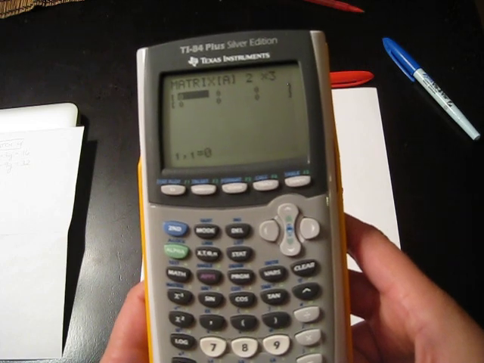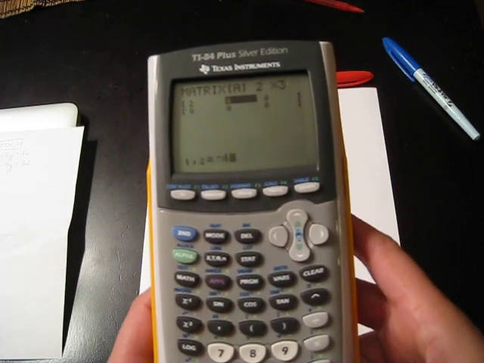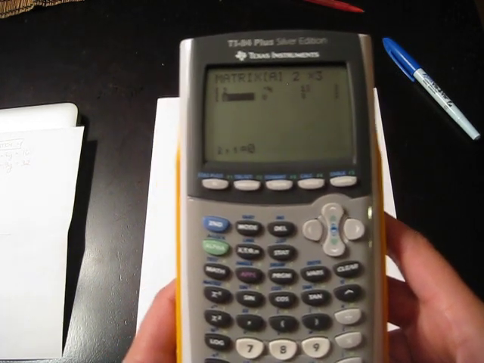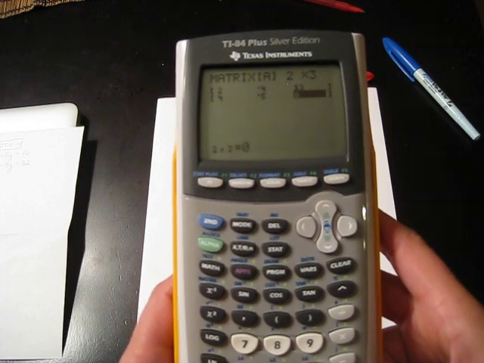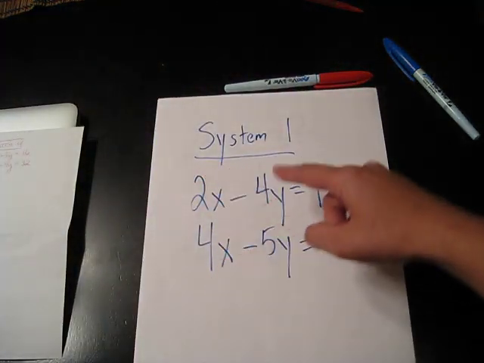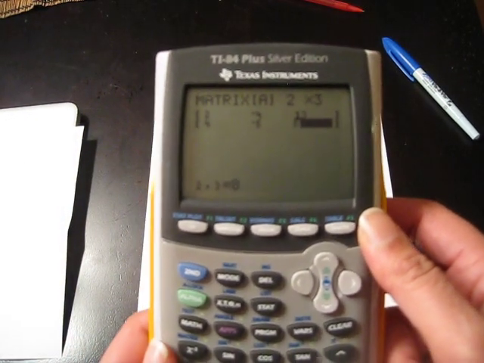And then in the columns, you're going to enter the coefficient of x, which is 2, the coefficient of y, which is negative 4, and then the answer of what it's supposed to be equal to, which is 13. And then you're going to enter 4, negative 5, and 8. So notice in this paper, these are the x coefficients, the y coefficients, and the answer. And that's what I'm going to enter in my matrix.